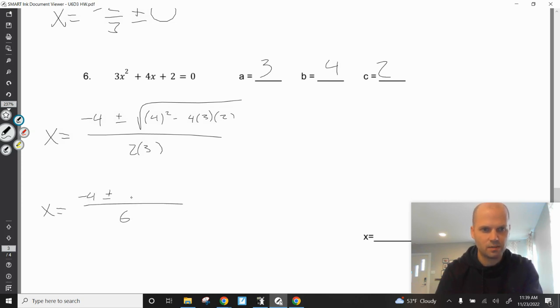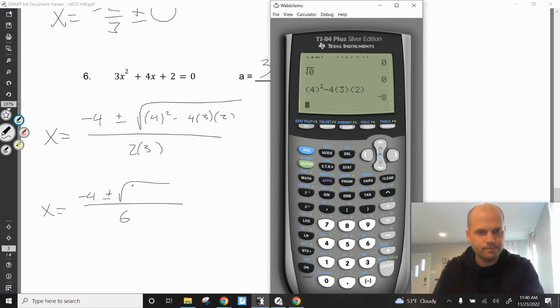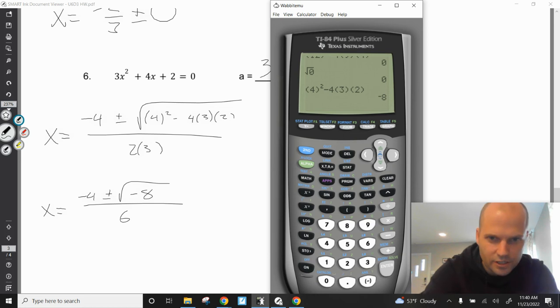2 times a is 6. I'm going to do what's in the square root. Breaking out my calculator. 4 squared, no negatives, so that's nice. Minus 4, come on, 4 times 3 times 2. And I get negative 8. Okay, I tried to take the square root of negative 8.